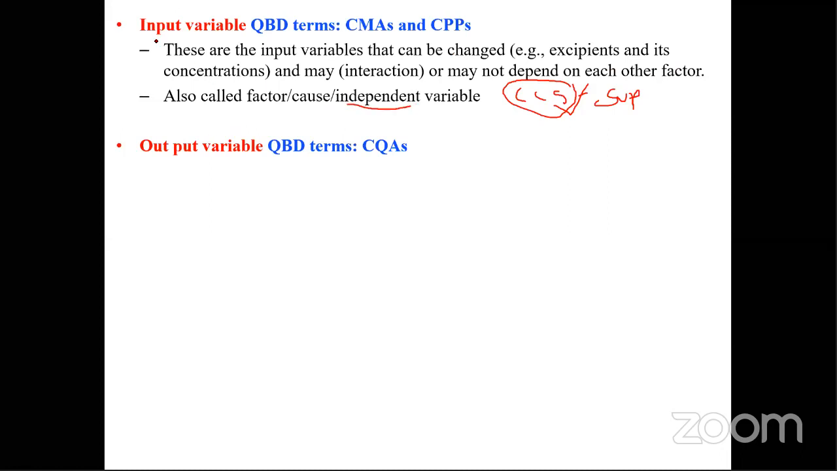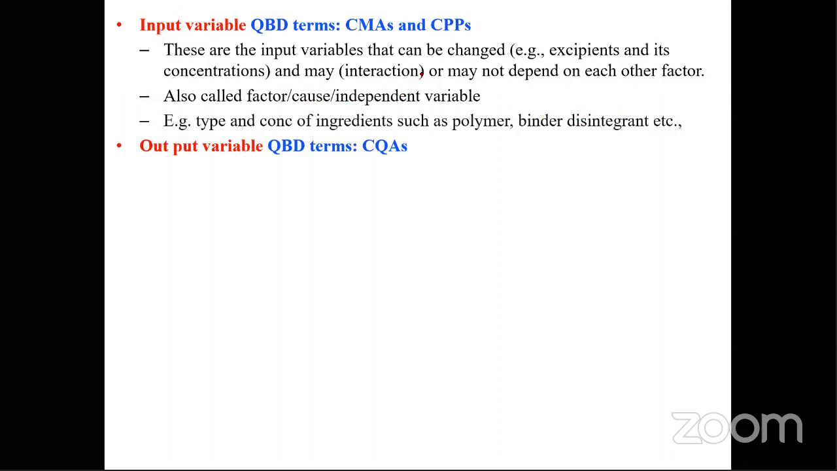So once again, I'm repeating, these are also called input variables, also called factors, also called cause, because it is showing some effect. Let us say croscarmellose sodium is a cause for the superdisintegration, and it is also called an independent variable. The examples given here are the type and concentration of ingredients, such as the polymer or binder you are taking, or whatever ingredients you are taking. Their concentrations are the best examples of input variables.